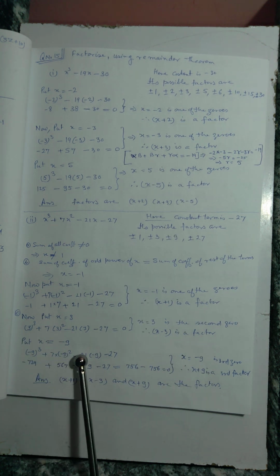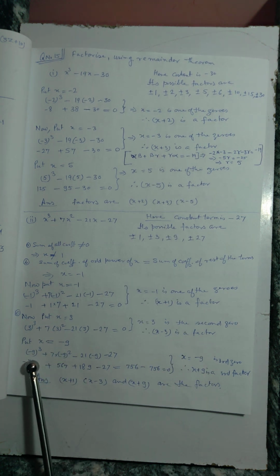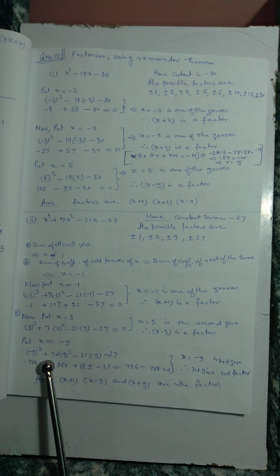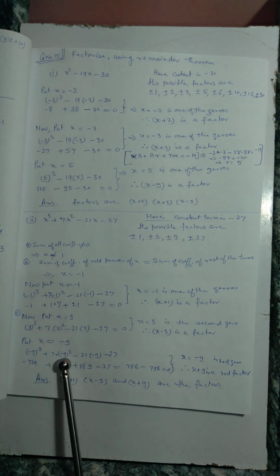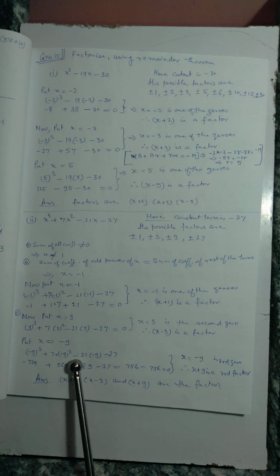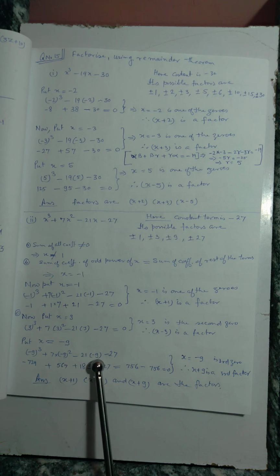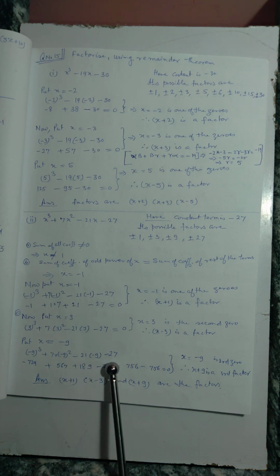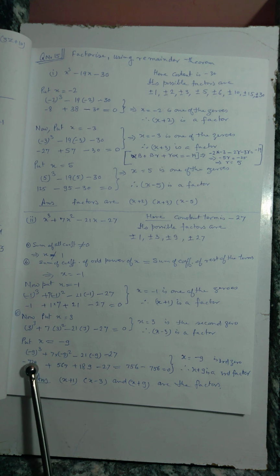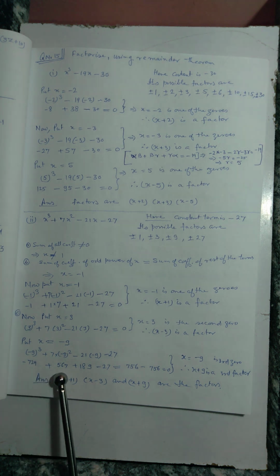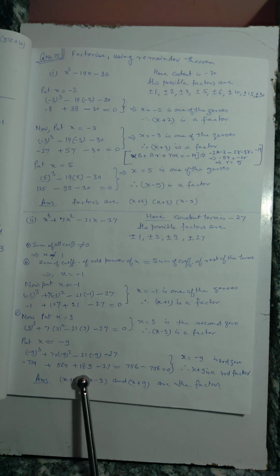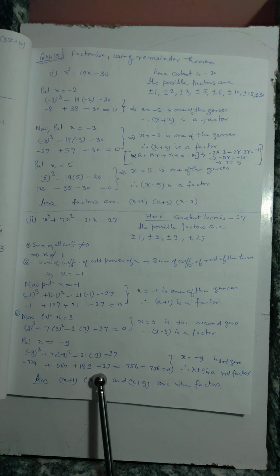Put x is equal to minus 9. You see, minus 9 raised to power 3 plus 7 into minus 9 raised to power 2 minus 21 in bracket minus 9 minus 27. So you will get minus 729. Here you will get 567. Here you will get 189. Here you will get minus 27.